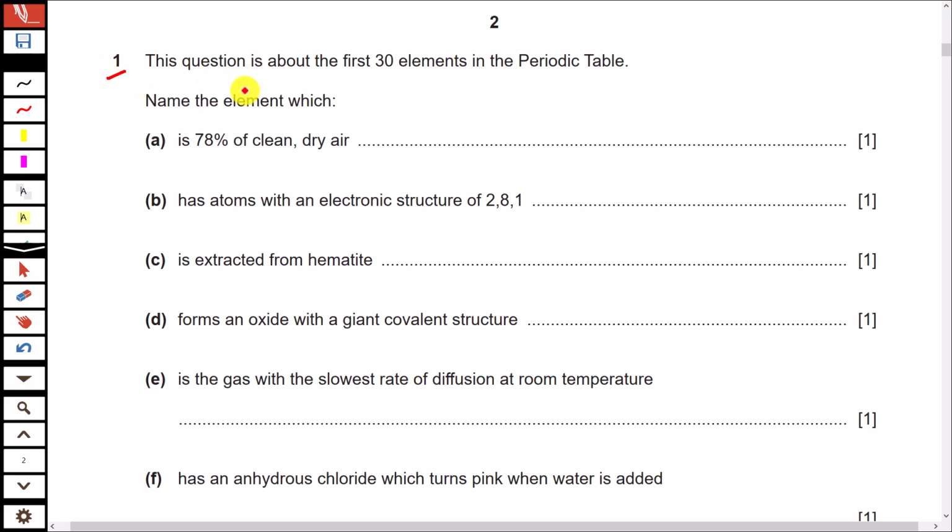Question number 1. This question is about the first 30 elements in the periodic table. So to answer the following questions, we have to look at element number 1, hydrogen, to element number 30, that is zinc. So let's start. Name the element which is 78% of clean dry air. You all know very well that element is nitrogen.